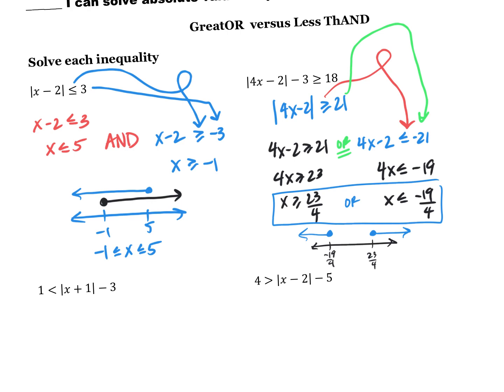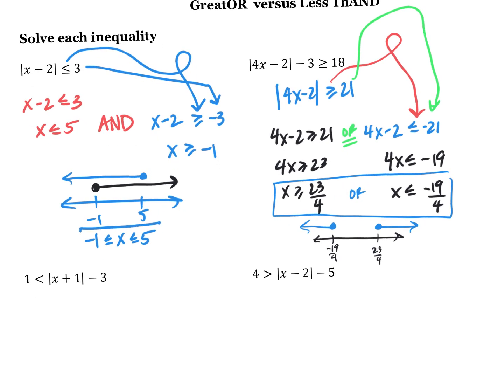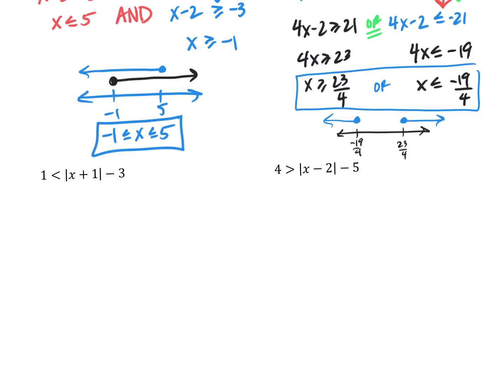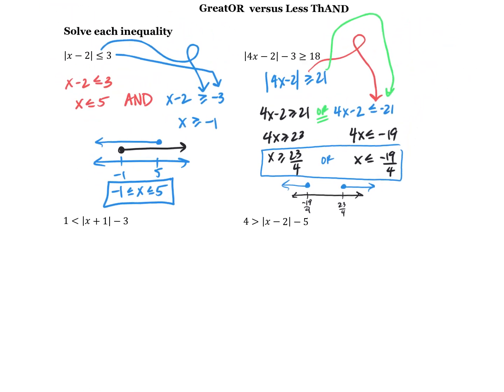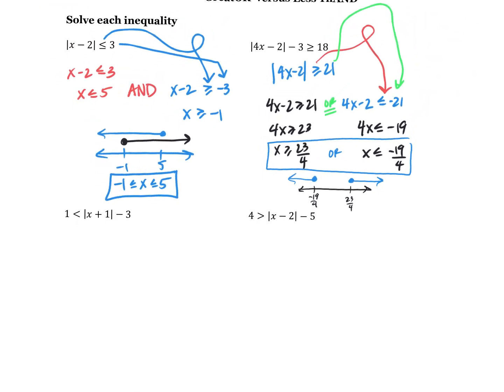We cannot write them all fancy like we did over here because this signifies it's an and, meaning the overlap in the middle. So, what if this one was an and? Here's my question. Oh, Dean says there's no solution. Dean, you're saying that there's no number that's less than negative 19 fourths as well as bigger than 23 fourths? Yeah. Completely agree.